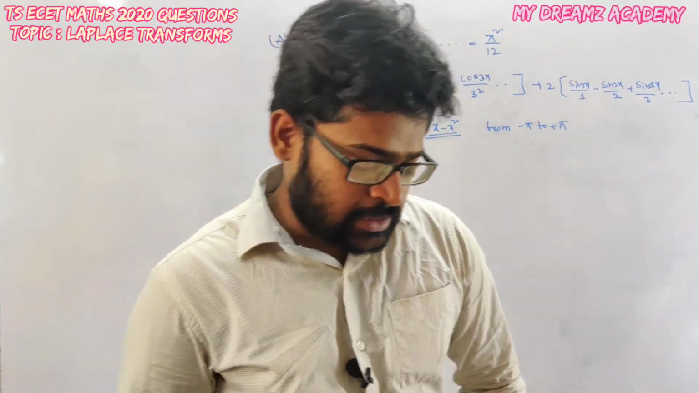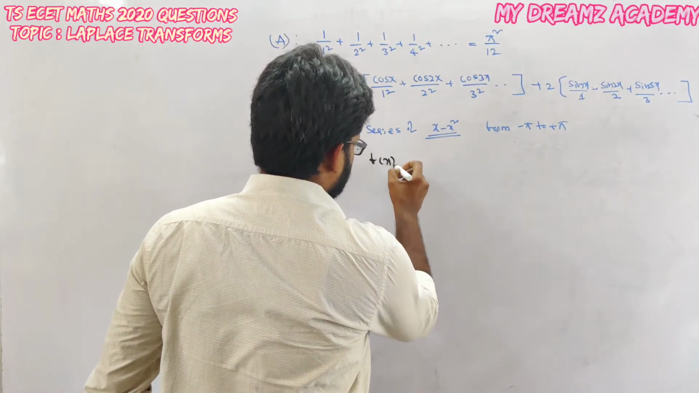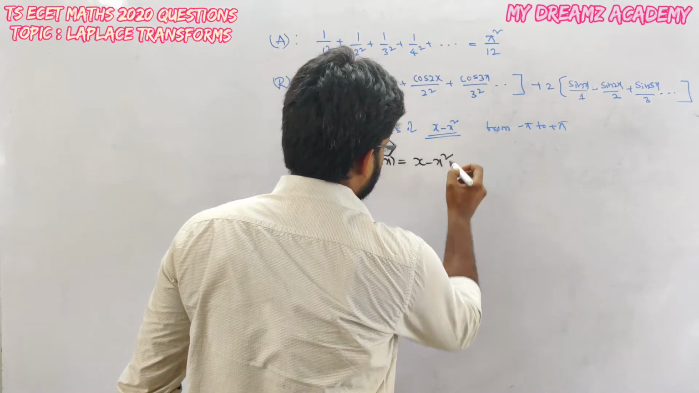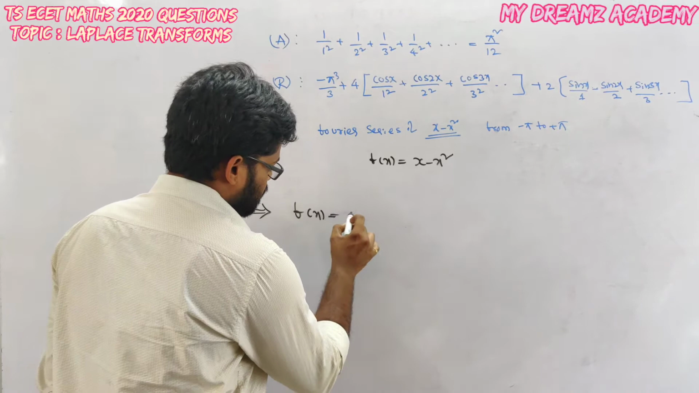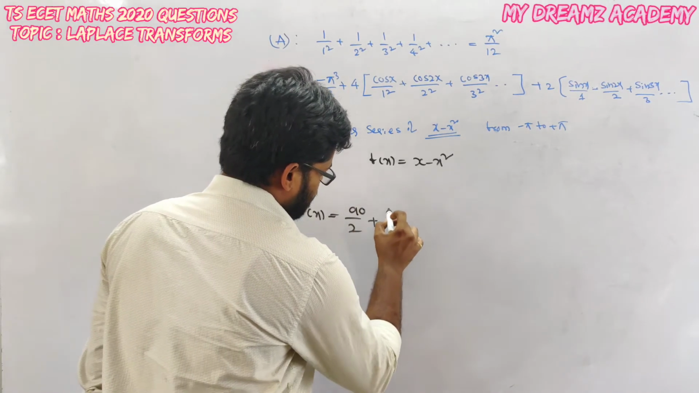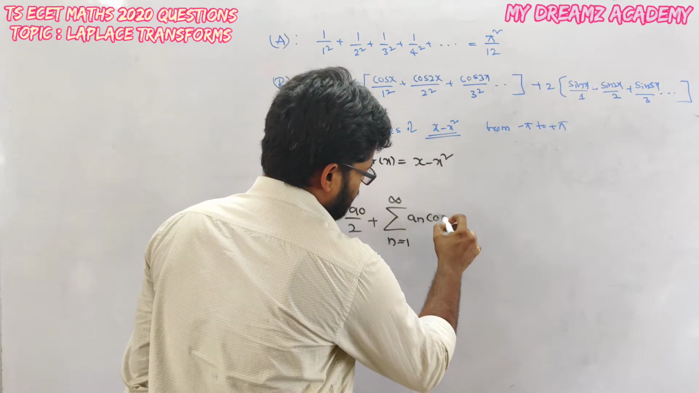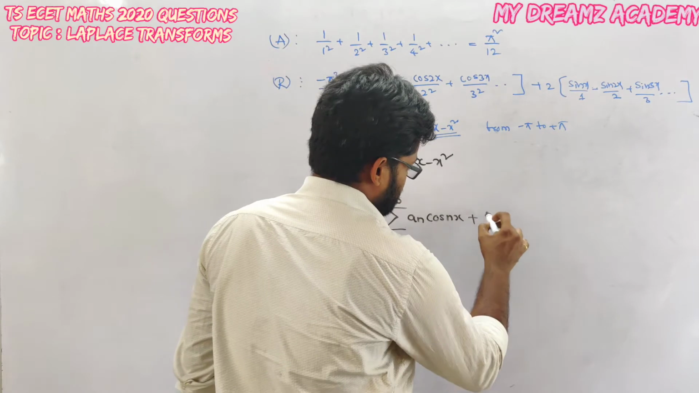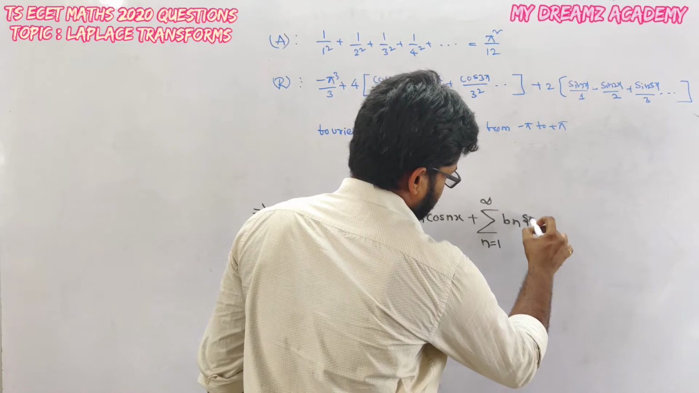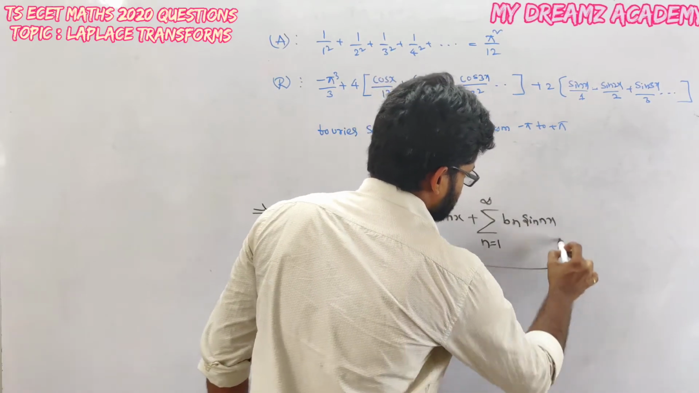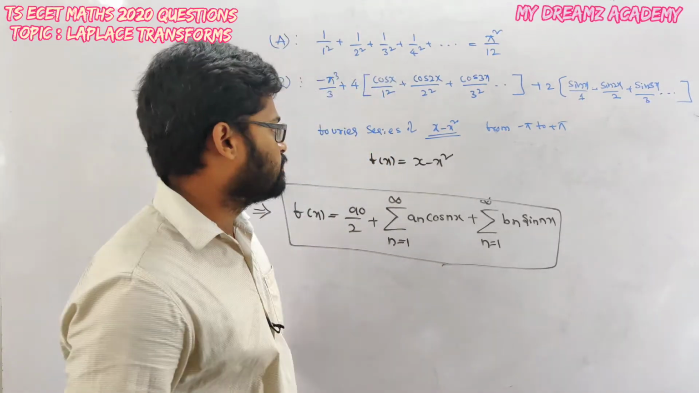This question is from Fourier series. The function f of x is equals to x minus x square. How to solve the Fourier series problem? That is f of x is equals to a naught by 2 plus summation of n is equals to 1 to infinite a n cos nx plus summation of n is equals to 1 to infinite b n sin nx. By using this formula we can find the Fourier series of any function.